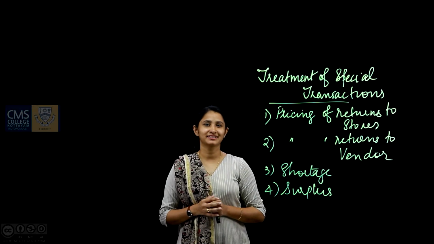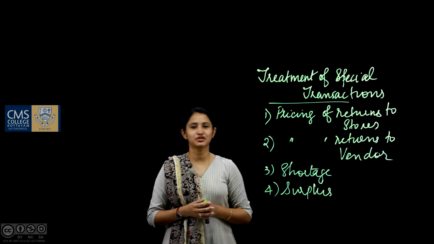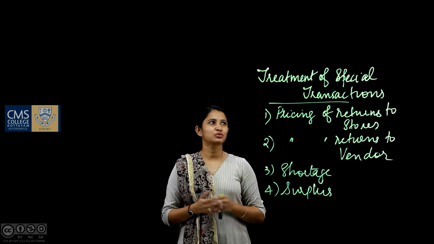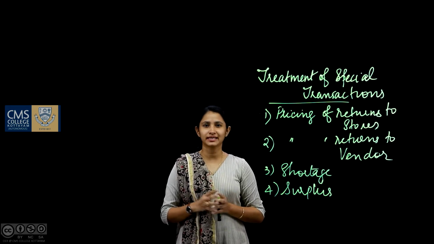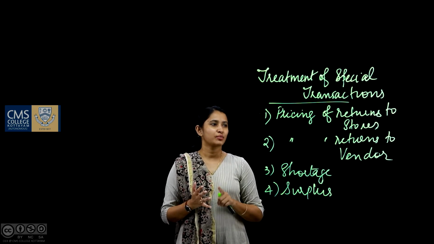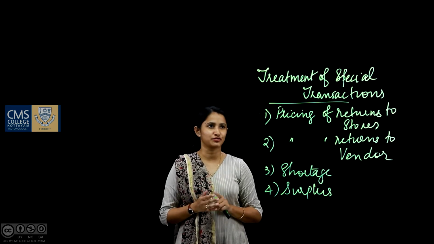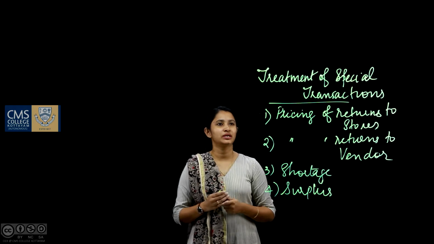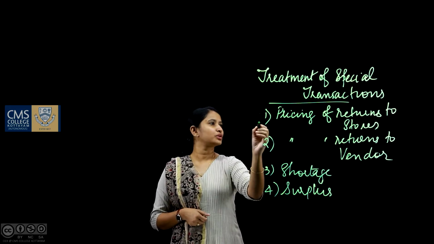Hello everyone. So in the last class, towards the end of our discussion, we were talking about treatment of special transactions, how these special transactions are dealt with in FIFO method, and we said that there are 4 different types of special transactions. One is pricing of returns to stores, pricing of returns to vendor, shortage of stock and surplus of stock.